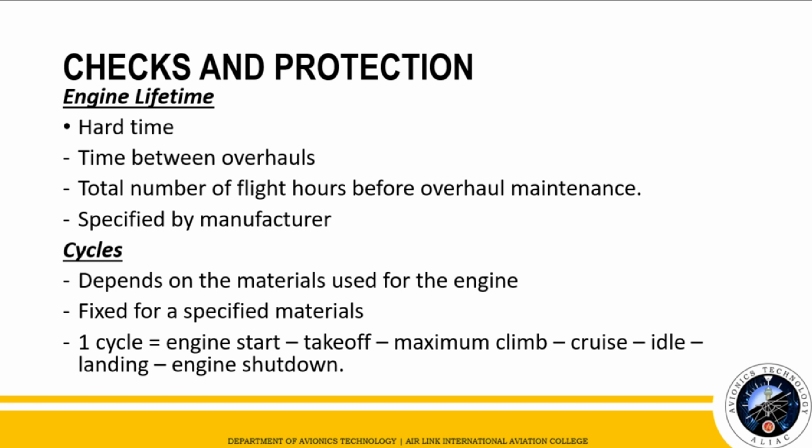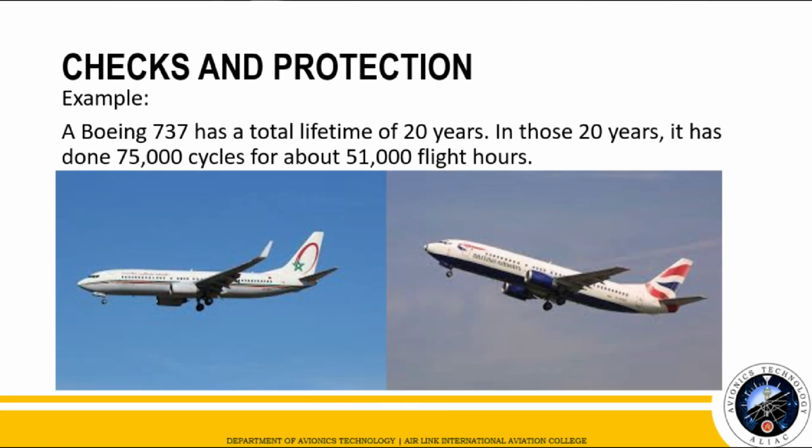So for example, an aircraft landing gear is subjected to significant stress during takeoff and landing, and each landing and subsequent takeoff is considered one cycle. So the number of cycles that the landing gear has undergone can be used to determine when maintenance or replacement is necessary. For example, a Boeing 737 has a total lifetime of 20 years. In those 20 years, it has done 75,000 cycles for about 51,000 flight hours.